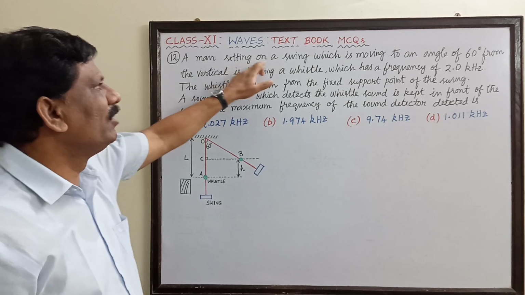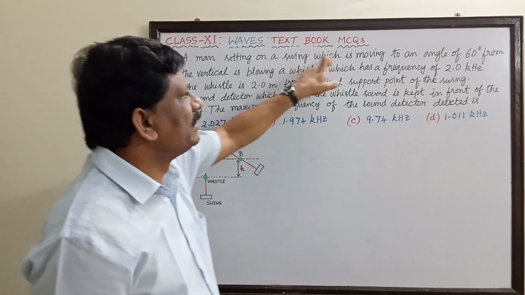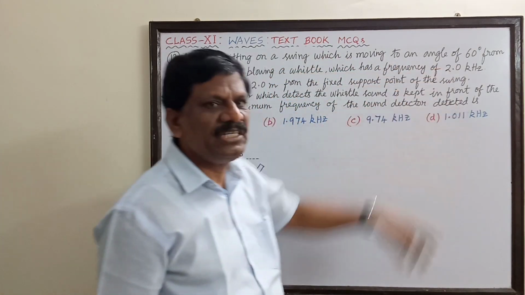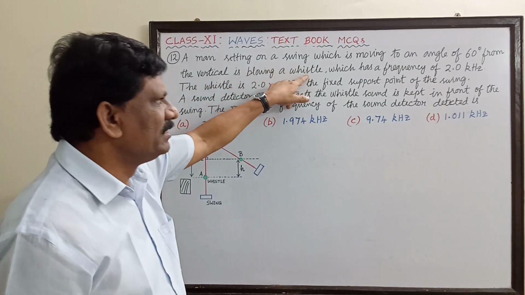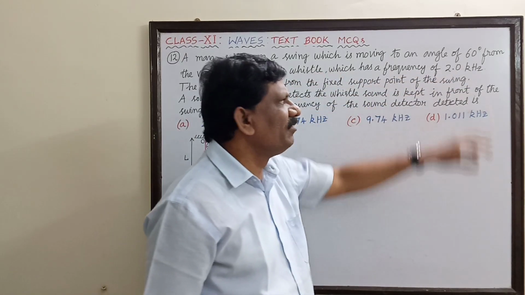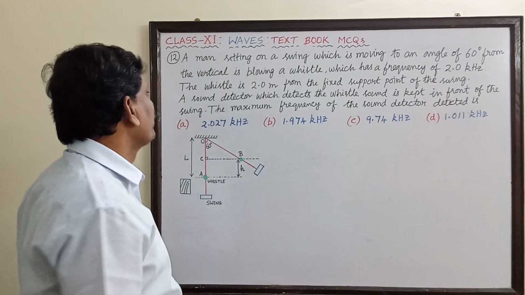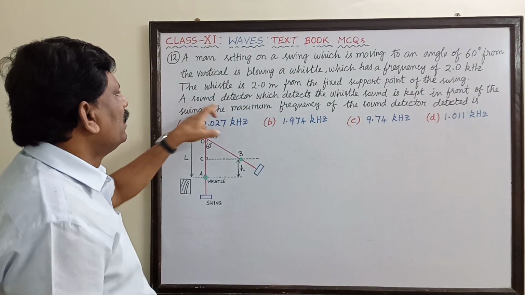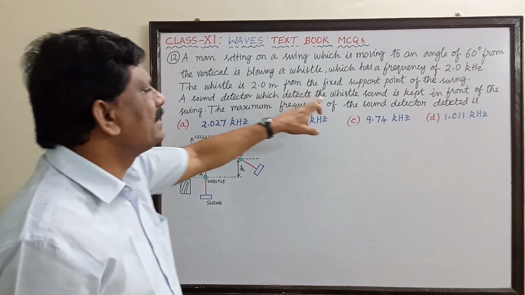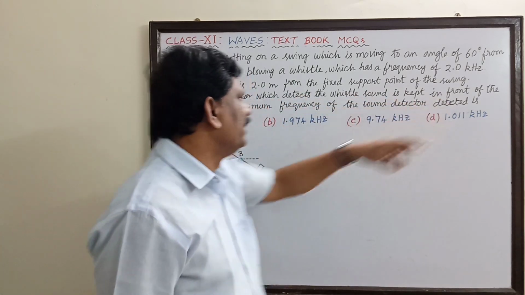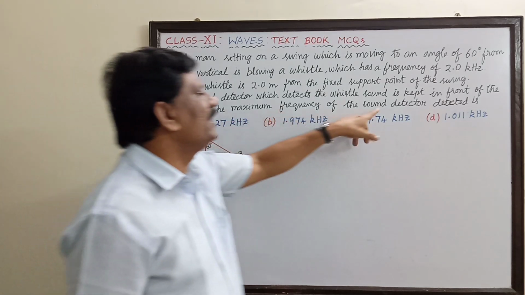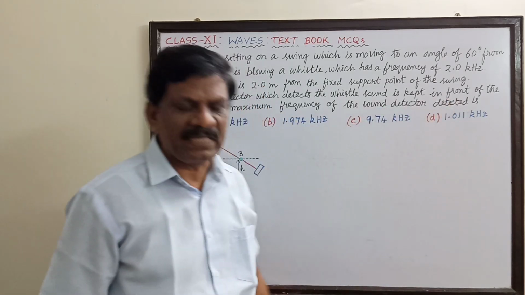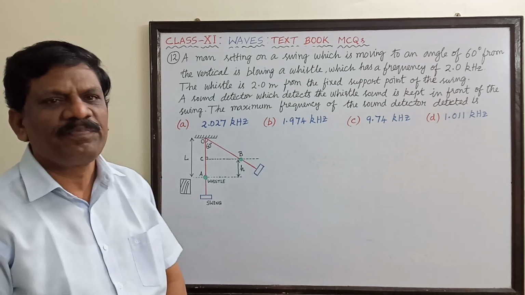A man sitting on a swing, which is moving to an angle of 60 degrees from the vertical, is blowing a whistle which has a frequency of 2 kilohertz. A sound detector which detects the whistle sound is kept in front of the swing. The maximum frequency the sound detector detects has to be determined.